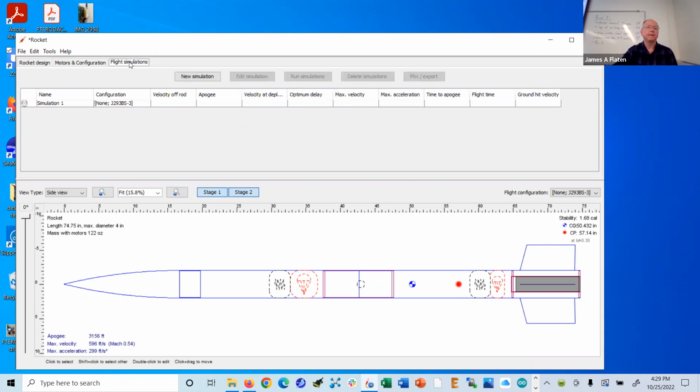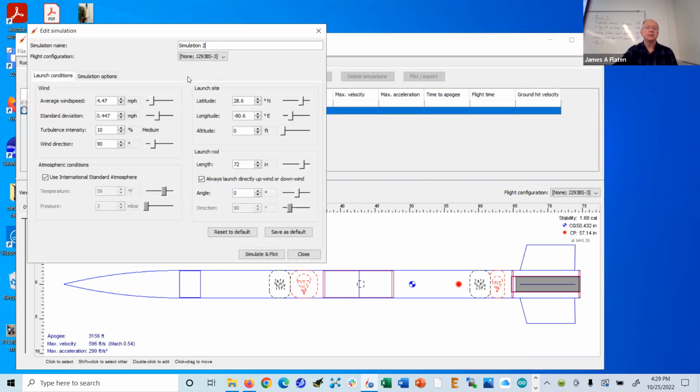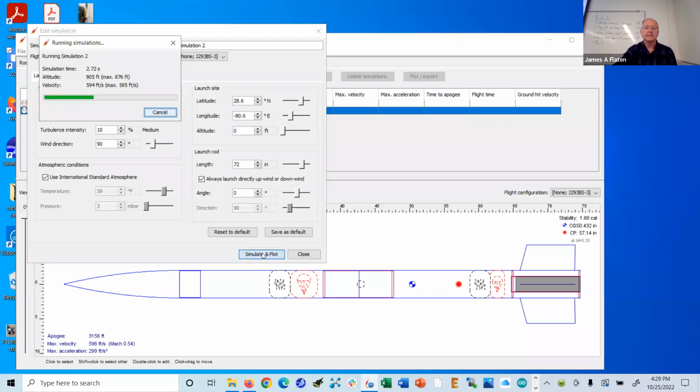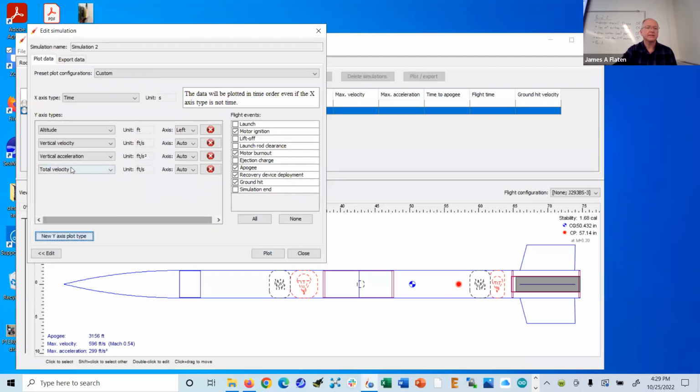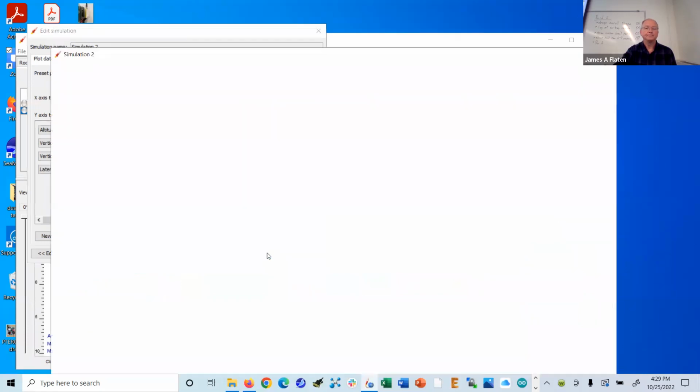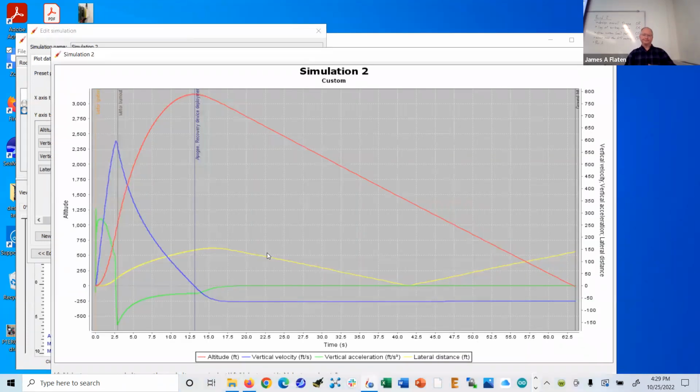Let's fly it. So I go to flight simulations, new simulation, 72-inch rod, 4.47 miles per hour wind speed. That's what it just starts with. I'm okay with that. Simulate and plot, new axis, lateral distance to see how far it drifts, plot. Ooh, that's not what I expected.